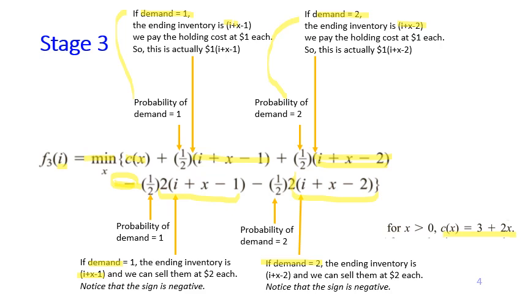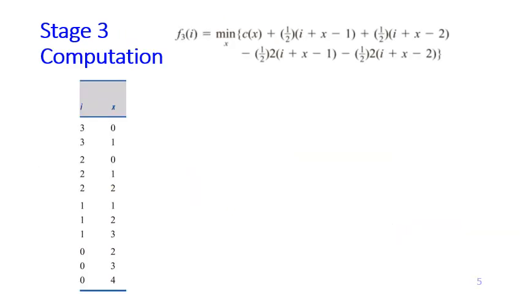You see that the key is, first you calculate the expected cost or revenue if the demand is 1 and if the demand is 2. However, do not forget to multiply each of those values with the probability of the event happening: probability of the demand equals 1 and probability of the demand equals 2. So that's really the key for formulating the probabilistic events. So that was the formula for stage 3 recursion.